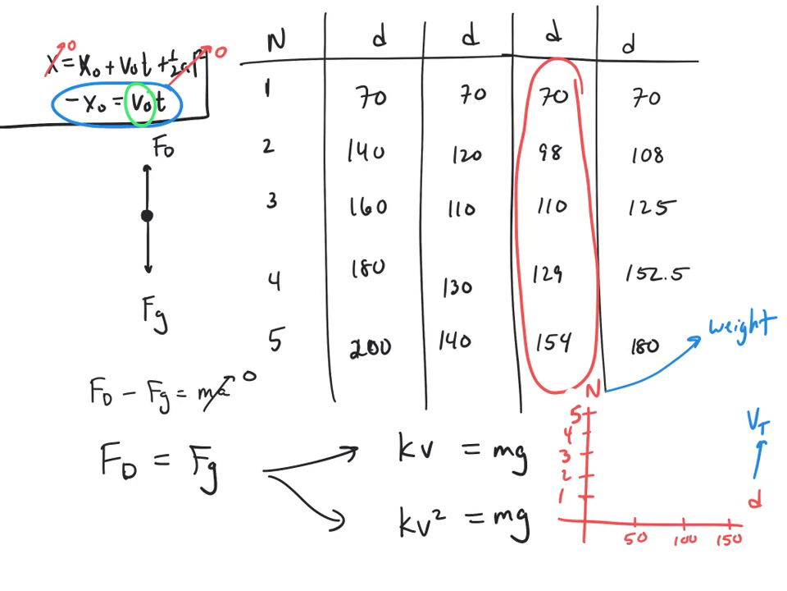So in this problem, if we plot it, let's take a look at what we get. One coffee filter is around 70. We said we're starting. So there goes that. 2 coffee filters is 98. 3 coffee filters is 110.